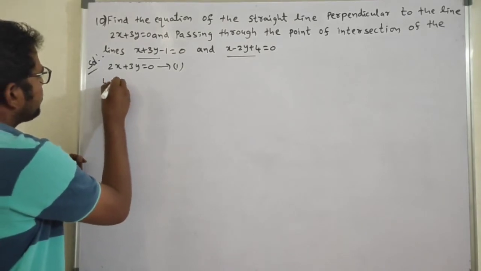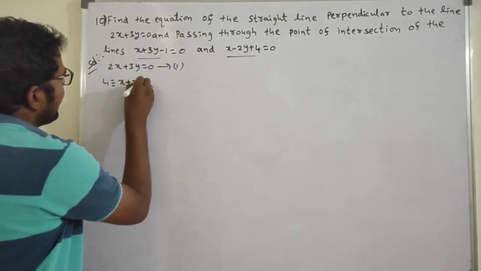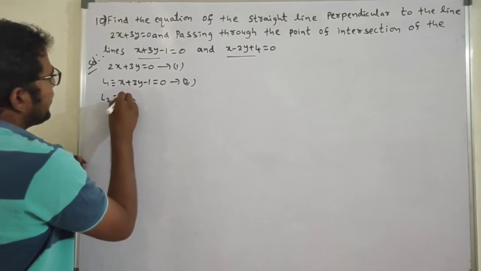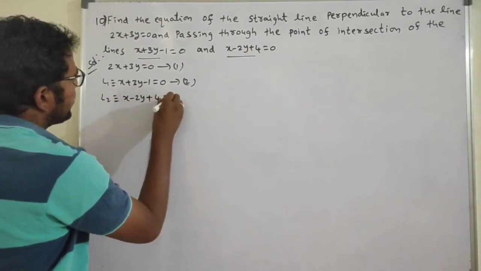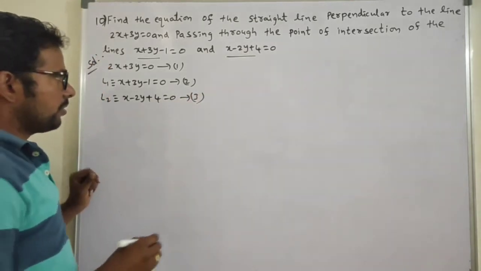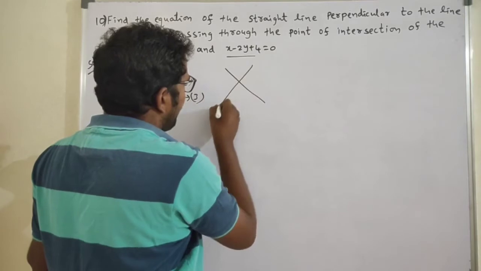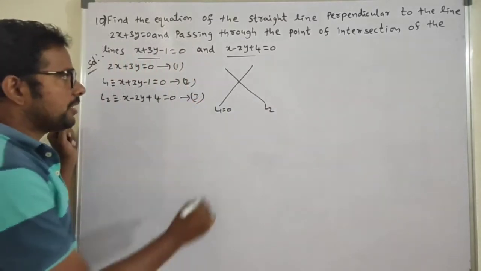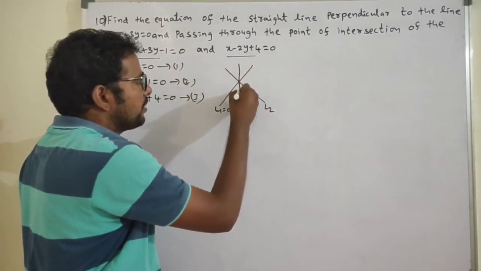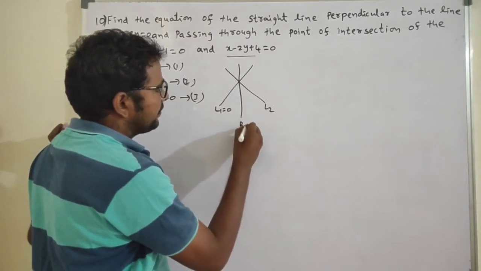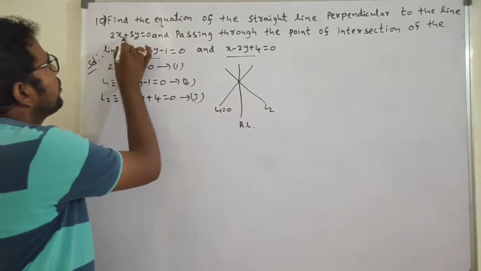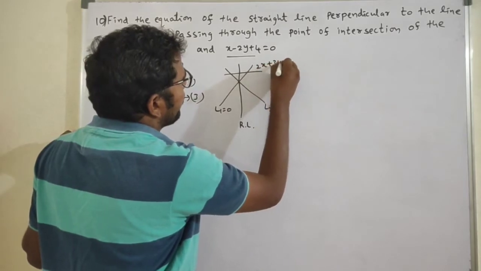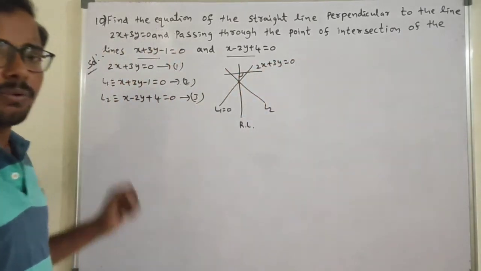So L1 is x + 3y - 1 = 0, equation number 2, and L2 is x - 2y + 4 = 0, equation number 3. The required line is passing through the point of intersection of these two lines, L1 = 0 and L2 = 0. So this is the required line, and this line is perpendicular to the line 2x + 3y = 0.